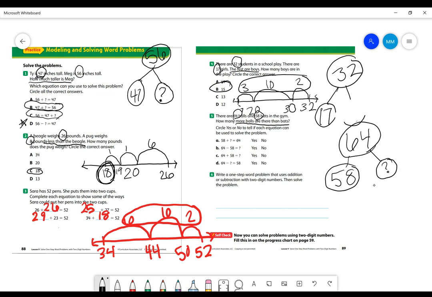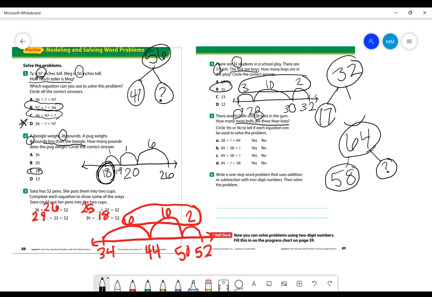So look at the equations. What equations would help us solve this problem? Would A help us solve this problem? 58 is the part that we know. We don't know how many more balls there are than bats, but we do know there's 64 altogether. So I want you to go ahead and circle all the equations that would help you solve this problem.